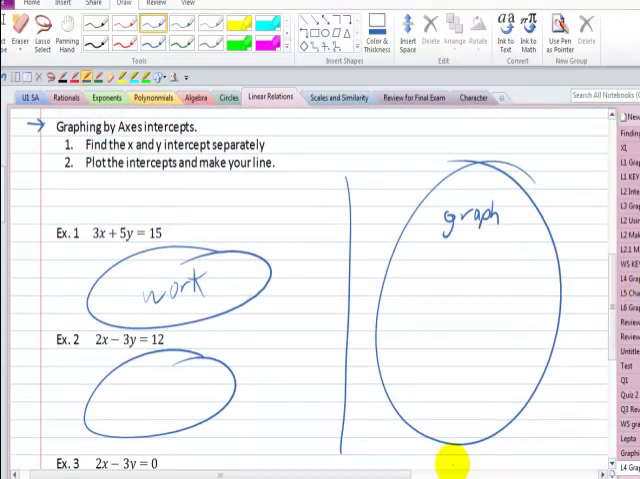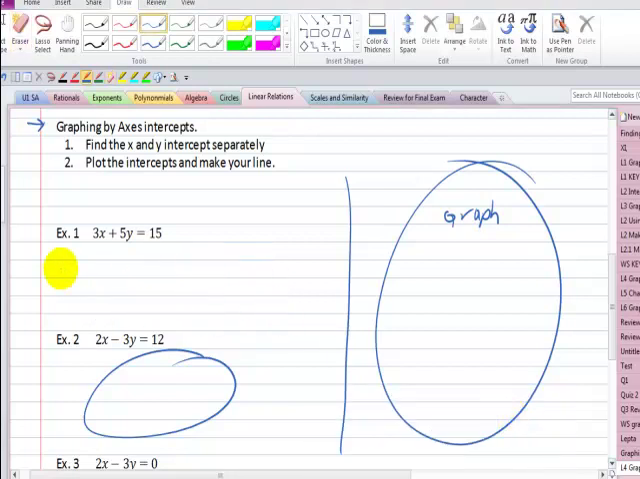Any questions? Let's worry about the graphing after. Let's find our intercepts first. So x-intercept. And what else do we write down? Y equals 0. Good. So then substitute in 3x plus 5 times 0 equals 15. Go ahead, do your math, solve for x.